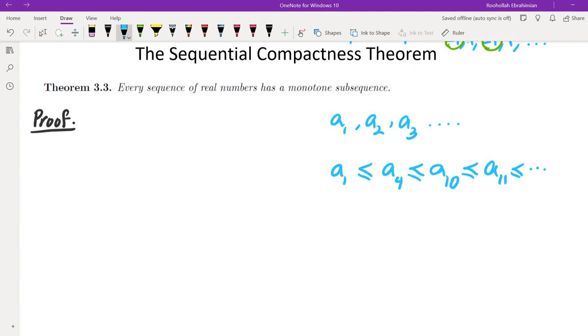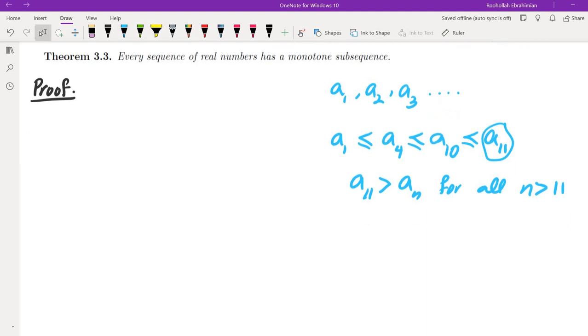So when is it going to be impossible to continue this process? Let's say you are stuck at a11, and there's nothing more than a11. So when does that happen? That happens if a11 is more than a_n for all n more than 11. And if that happens, then this would be an index that I would have to avoid. So if there aren't any indices like that after a point, then I can repeat this process.